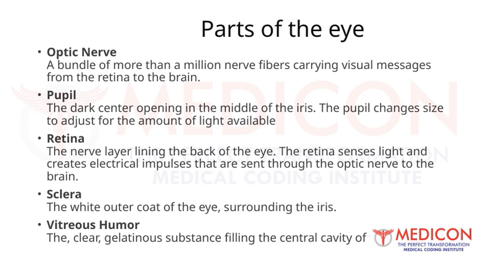Finally, we have the vitreous humor. This is a clear, gel-like substance filling the central cavity of the eye. It helps maintain the eye's shape and allows light to pass through to the retina without distortion. All of these parts work together seamlessly, highlighting how complex and beautifully designed our visual system is.